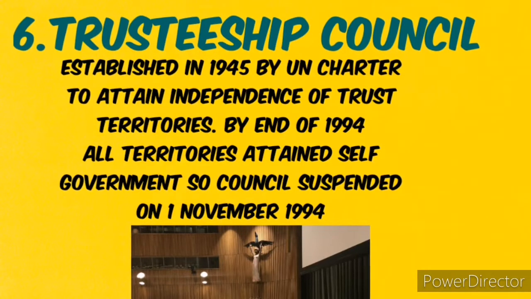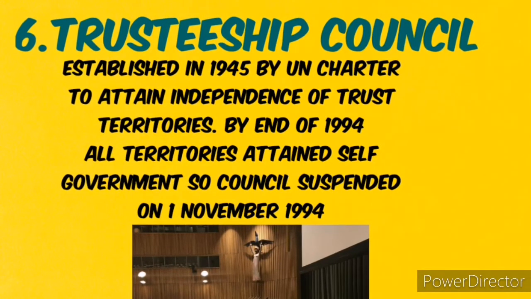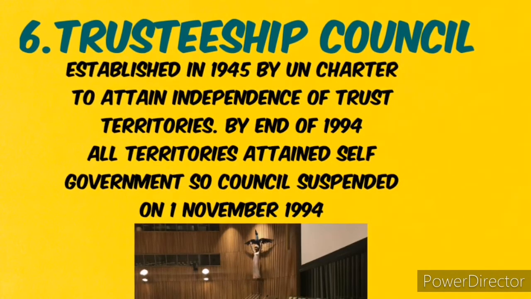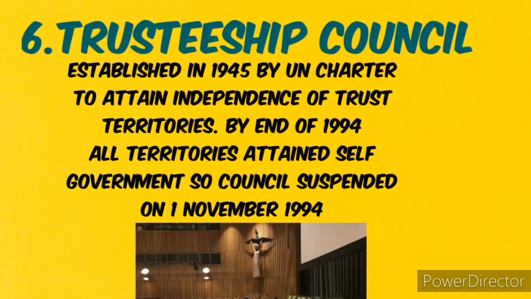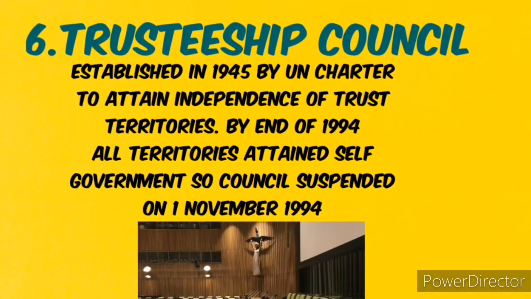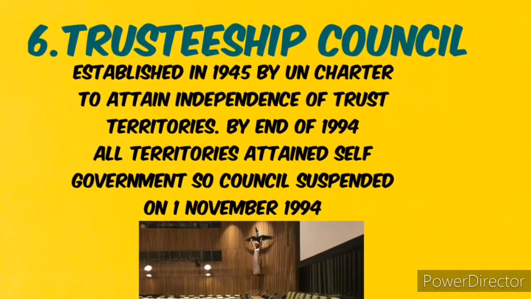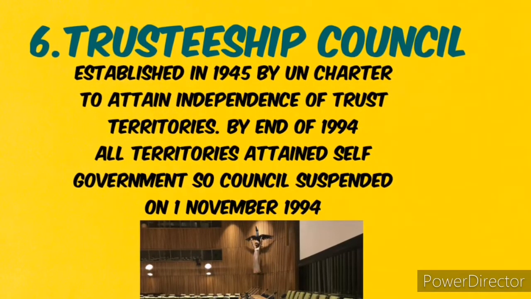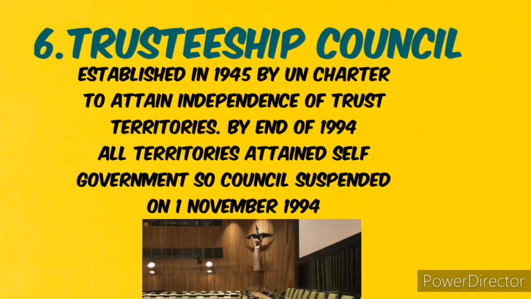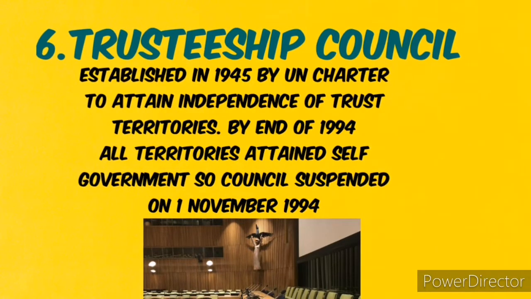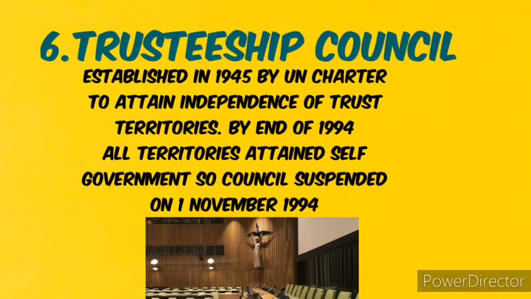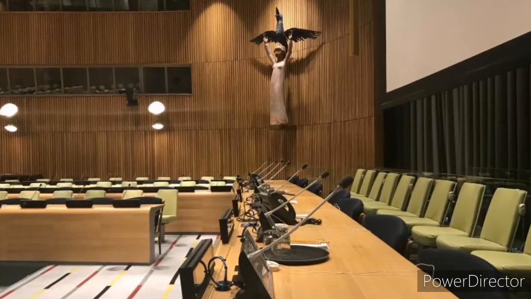Number 6. The Trusteeship Council. It was established in 1945 by the United Nations Charter, Chapter 13. There were 11 trust territories that were placed under the administration of 7 members. By the end of 1994, all trust territories had attained self-government and independence. So, on 1 November 1994, the Council suspended the operations of the Trusteeship Council, so it is considered a dead organ of the United Nations.